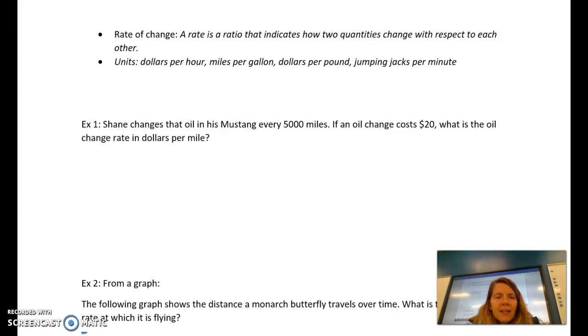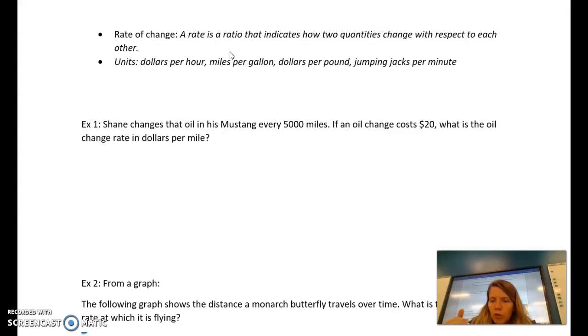All right, so the next section we're going to talk about is what we call a rate of change. So a rate of change is a ratio that indicates how two quantities change with respect to each other. An example of rates of change that you see every day are dollars per hour. If you work at Dunkin' Donuts or McDonald's, you're making a certain amount per hour.